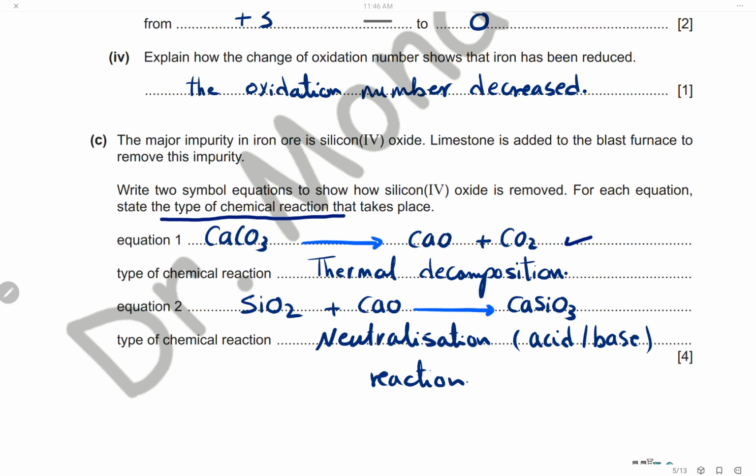Thermal decomposition is the breakdown by heat. So calcium carbonate breaks down by heat to calcium oxide and carbon dioxide. Calcium oxide reacts with silicon(IV) oxide to form calcium silicate, which is the slag. That's how the impurities are removed. The type of chemical reaction here is neutralization or acid-base reaction, where silicon oxide is an acidic oxide and calcium oxide is a basic oxide, so the reaction is neutralization or acid-base reaction.